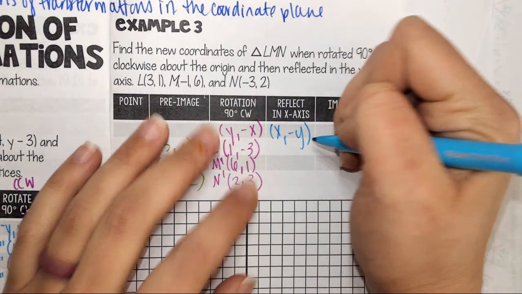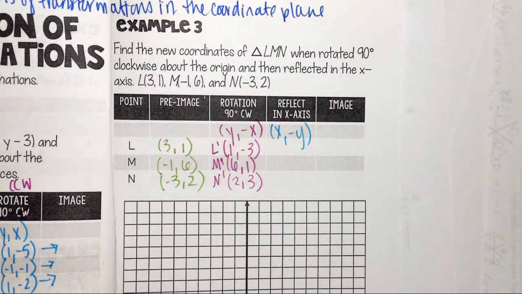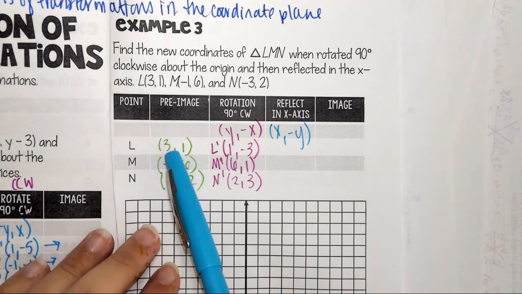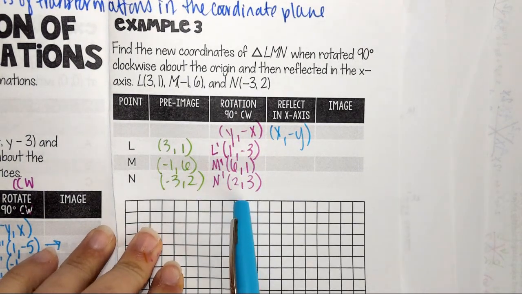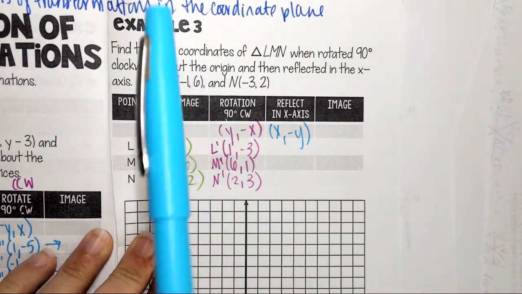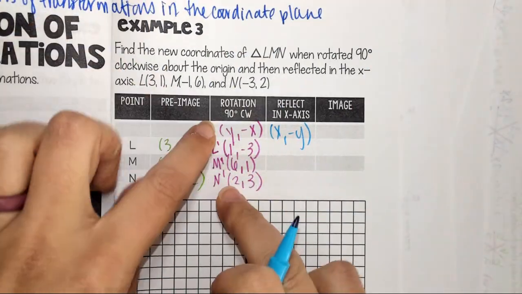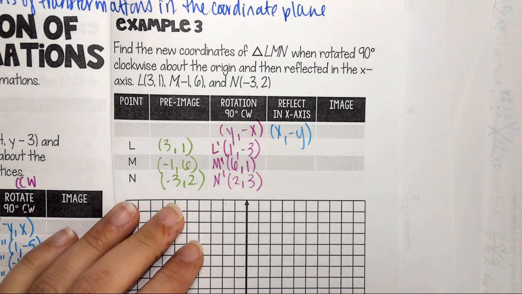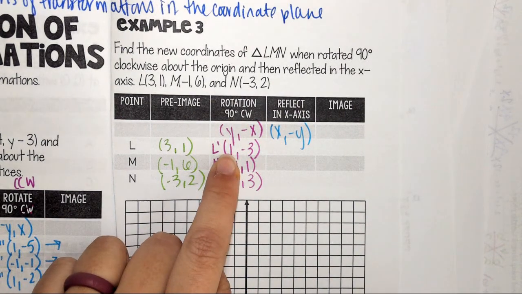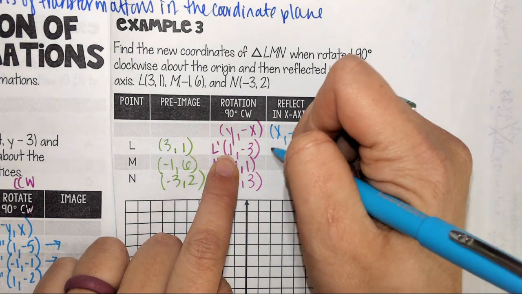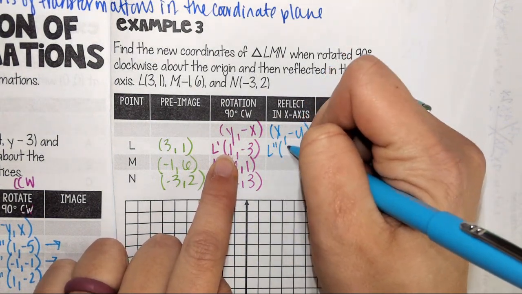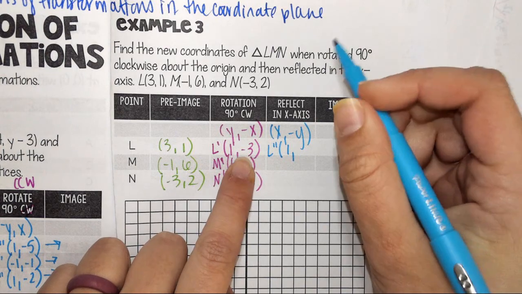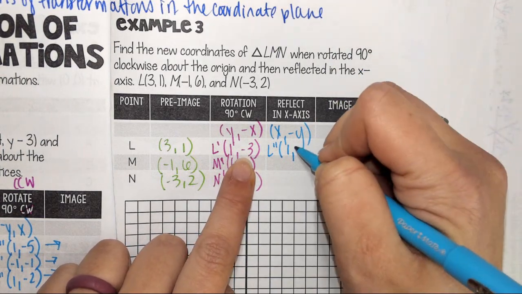All right, so are we swapping this time? No. We're not swapping. And are we going back to our original or using our rotated? Our rotated. Don't go back to the original because it's first rotated, then reflected. Wait, do we pretend that the 1 is the x? Yes, this is now our x. All right, so our L double prime is going to be 1 positive 3 or negative 3? Positive 3.